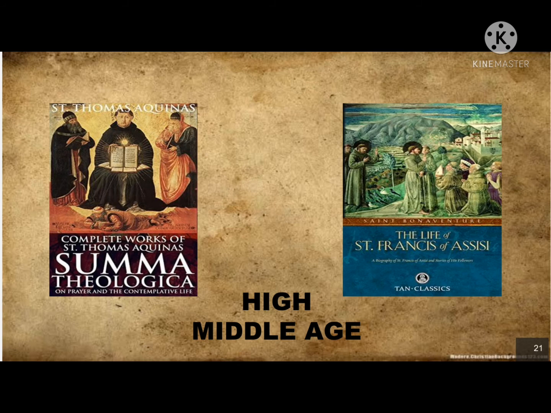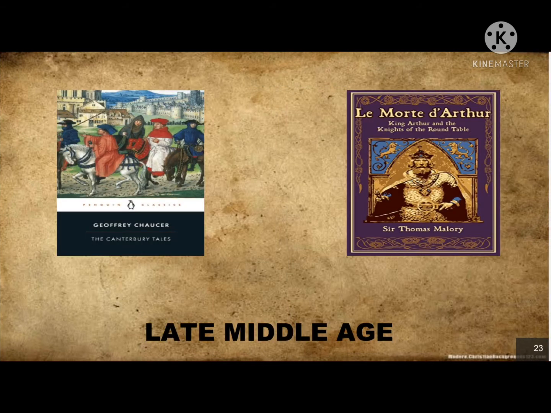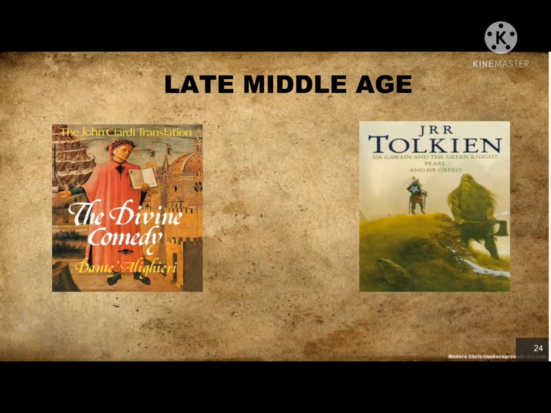For the High Middle Age, we have Summa Theologica by Saint Thomas Aquinas, the life of Saint Francis of Assisi from Saint Bonaventure, the Nibelungenlied, and the Song of Roland. For the Late Middle Age, we have Canterbury Tales by Sir Geoffrey Chaucer, The Morte d'Arthur by Sir Thomas Malory, The Divine Comedy by Dante Alighieri, and Sir Gawain and the Green Knight.